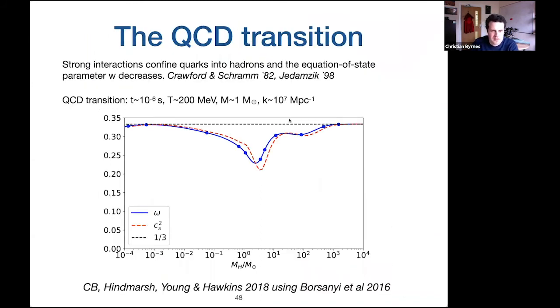So what happens? Basically the pressure evolves as the QCD transition takes place, and because it's not really a phase transition but a mild transition, the pressure reduces. The peak reduction in pressure occurs, the blue line being the equation of state, when the horizon mass is about 1 solar mass. Now this is going to lead to additional primordial black holes forming, because the pressure is lower, so it's easier to form them.